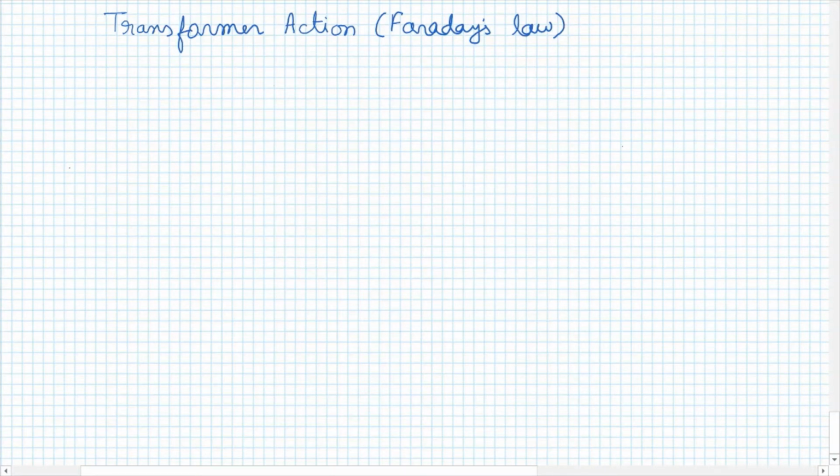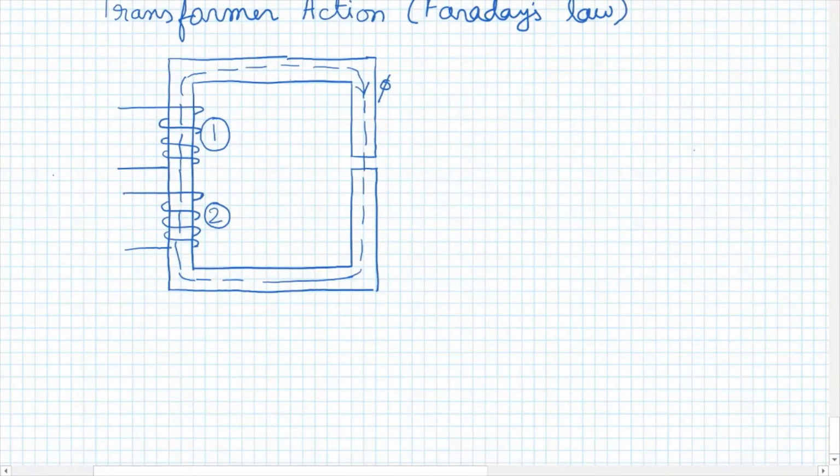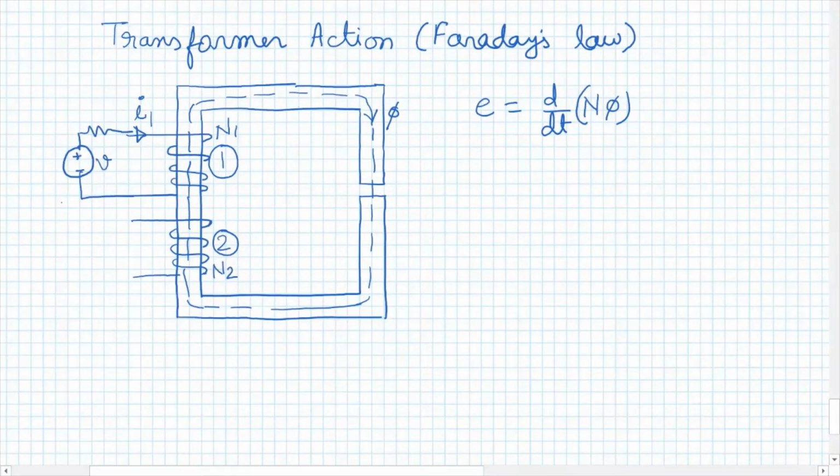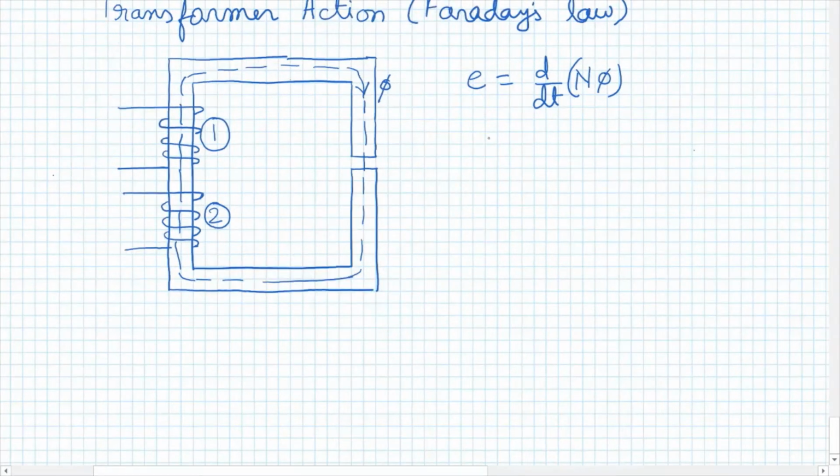Hello friends, in this video we will discuss transformer action using Faraday's law. According to Faraday's law, if a coil is placed in a magnetic field which is varying with respect to time, an EMF is induced in that coil, given by d/dt of N times phi. That is the rate of change of N times phi, where N is the number of turns of the coil and phi is the flux. N phi is typically known as flux linkage.